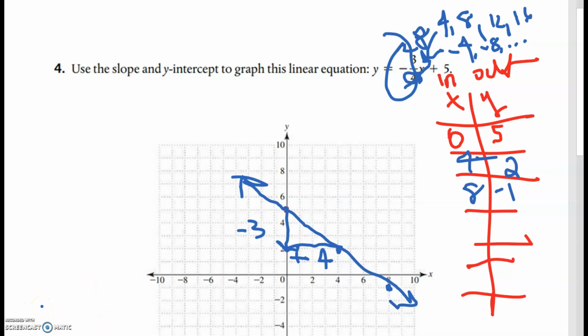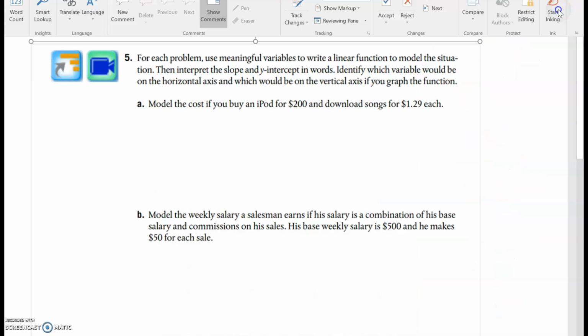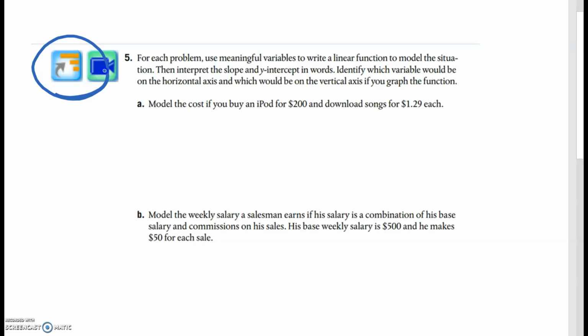Why don't you try, let's go to the top of the next page, number 5. See if you can set those up, and then we'll try graphing again with number 6. Okay, so again, we have the nice little video thing here, which means if you go to my math lab and look at multimedia, there's a professional video here if you want to watch that instead. All right, so let's look at these.